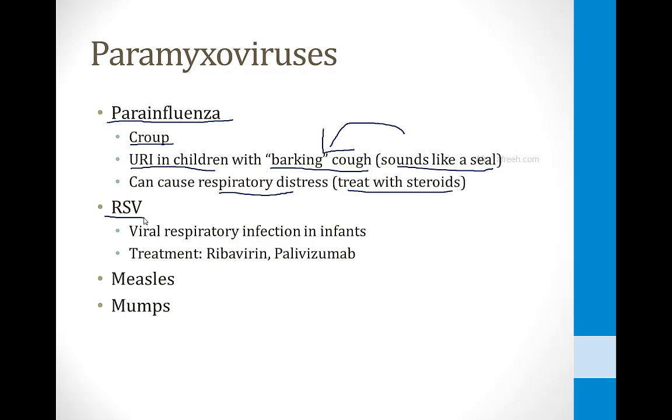RSV is the respiratory syncytial virus. This causes a viral respiratory infection in infants. I talk about this in the pulmonary modules. There are 2 treatments that can be used. One is an antiviral agent called ribavirin, and one is the monoclonal antibody I mentioned on the last slide. And then the last 2 paramyxovirus infections are measles and mumps, which we'll talk about in more detail now.